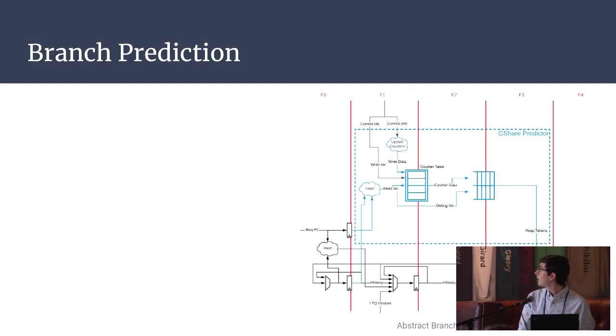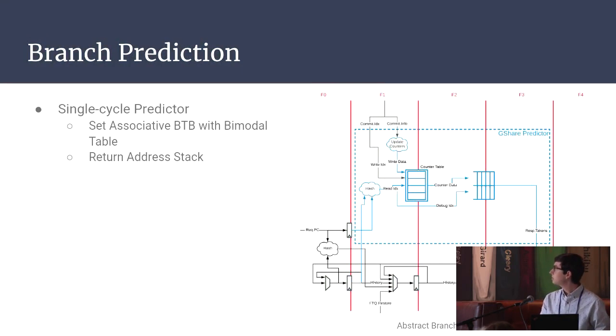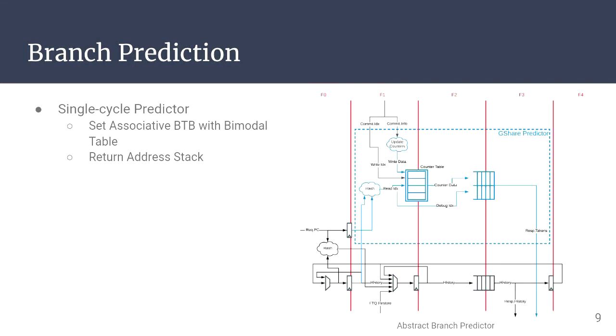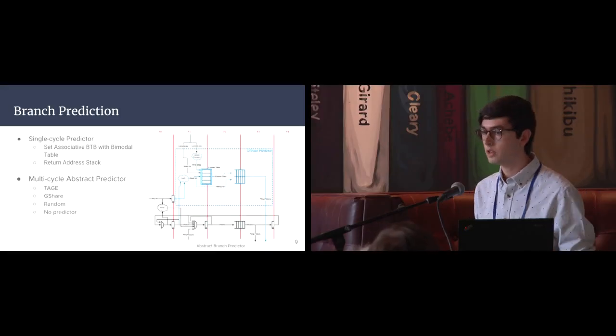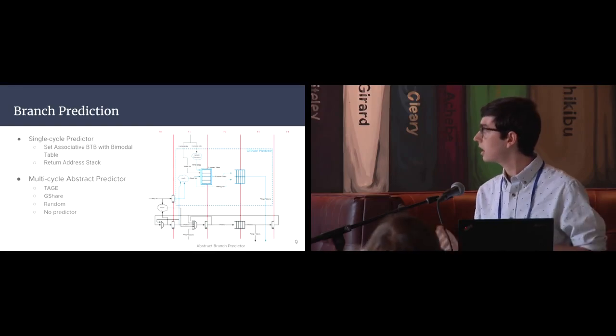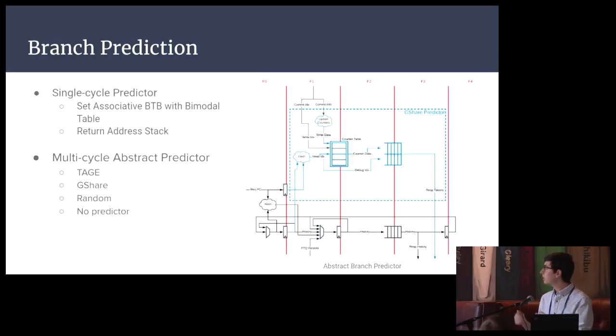Another feature that we want to point out here is branch prediction. As I mentioned before, we have a single-cycle branch predictor for simple loops, such as the BTB, and it has a bimodal table and a return address stack. But you also have a more complicated branch predictor. The nice thing about these is that you can swap in and out whichever branch predictor you want. If you want to run TAGE, you can run that in a configuration. If you want to run it with gshare, you can swap it in, swap it out. So you have the leeway to change up your more complicated predictor.